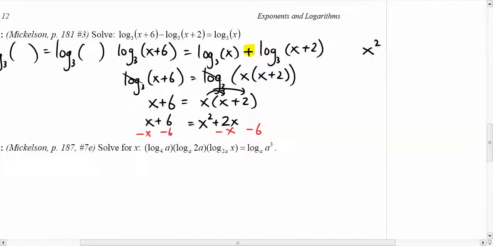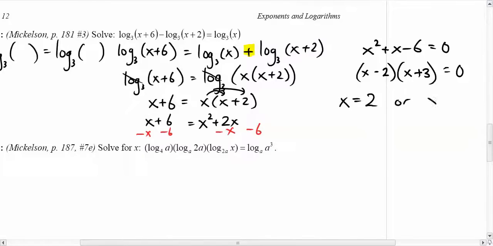And I have x squared plus x minus 6 equals 0. So now I'll factor it. Two numbers that multiply to negative 6 and add to 1. The larger one must be positive, the smaller one negative, leaving me with two possible answers: x equals 2 or x equals negative 3.